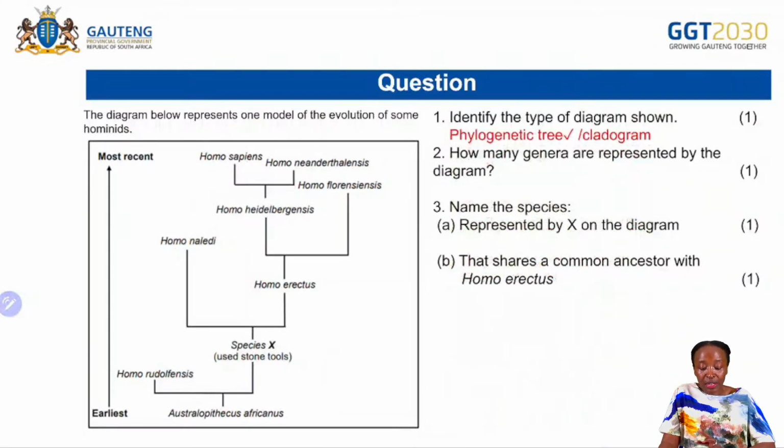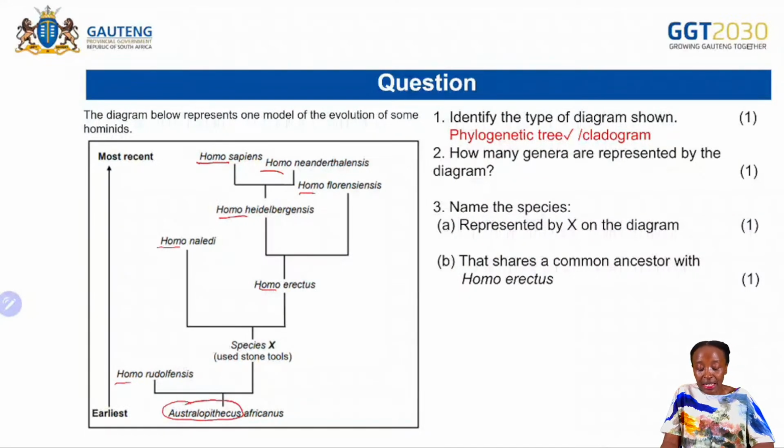The diagram below then represents one model of the evolution of some of the hominids. So here it's identify the type of the diagram that is shown below. We've already shown the answer, you've done this earlier. This is the phylogenetic tree or the cladogram. How many genera are represented by the diagram? Remember the genera, we spoke about them earlier. Homo is a genus, so all these belong to one genus, which is Homo, but then we also have this genus at the bottom, which is called Australopithecus.